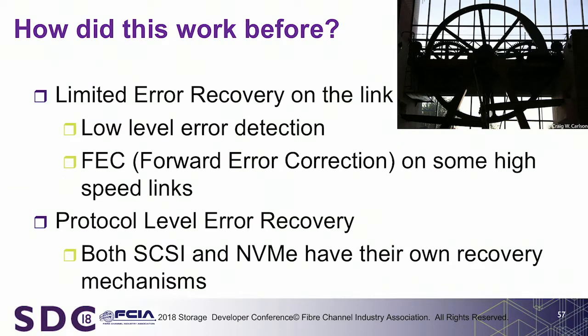So with all these possible errors, how did this stuff work before? The lower link level does have some limited error recovery. A lot of the higher speed links have what's called forward error correction, which is like a really advanced parity check. Depending on the encoding and the speed, it can recover multiple bit errors. There's also the protocols themselves, which have a recovery mechanism, and both NVMe and SCSI have their own recovery mechanisms. They're usually not real quick, but they will recover from errors.